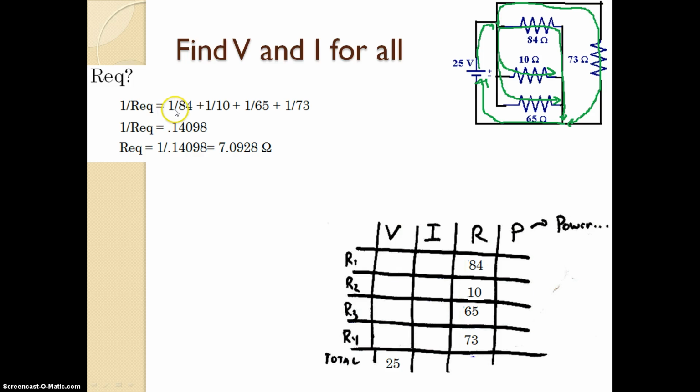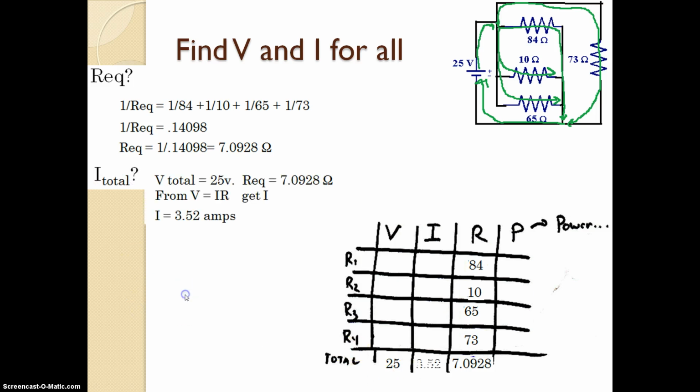To find the total resistance, it's the whole 1 over thing. 1 over the total resistance is 1 over the first plus second plus third plus fourth. So when I do the right side mathematically, I get 0.14098, and I do 1 over that to get REQ. I get 7.0928. That's my total resistance. I'm going to put it in right here. Just like last time, next is to find the total current, V equals IR. And I get 3.52 amps.